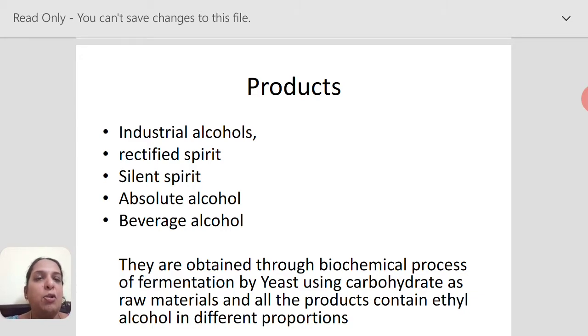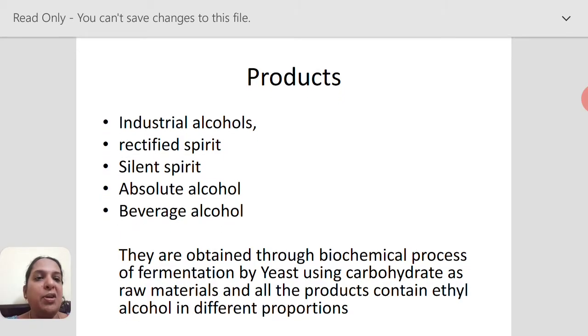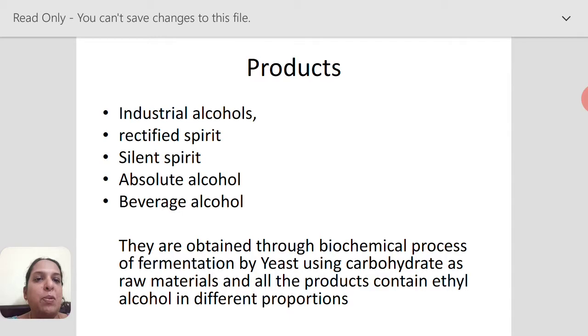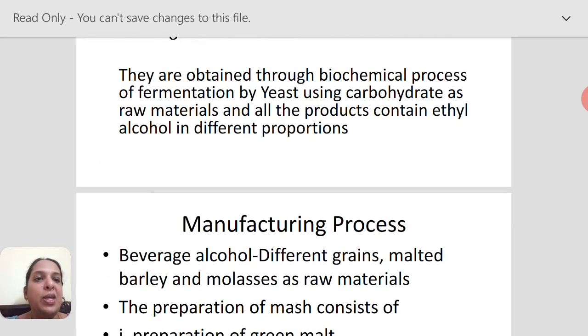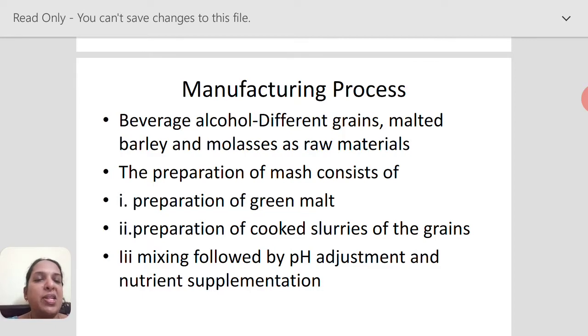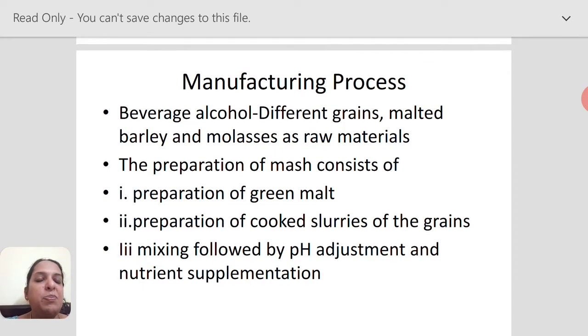But when you look at all these products, the common thing is that the process used for their manufacture is only the fermentation process with yeast, where carbohydrate is used as a raw material. All the final products contain ethyl alcohol in different proportions. This is the manufacturing process we already saw in the tabulation. See here, this is the manufacturing process of beverage alcohol, which is manufactured from different grains, malted barley and molasses. These are the raw materials used for the manufacture of beverage alcohol.